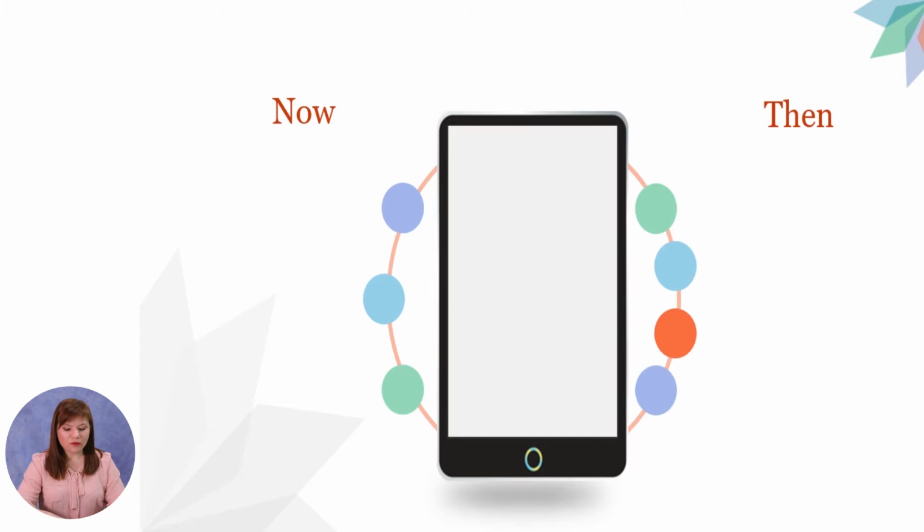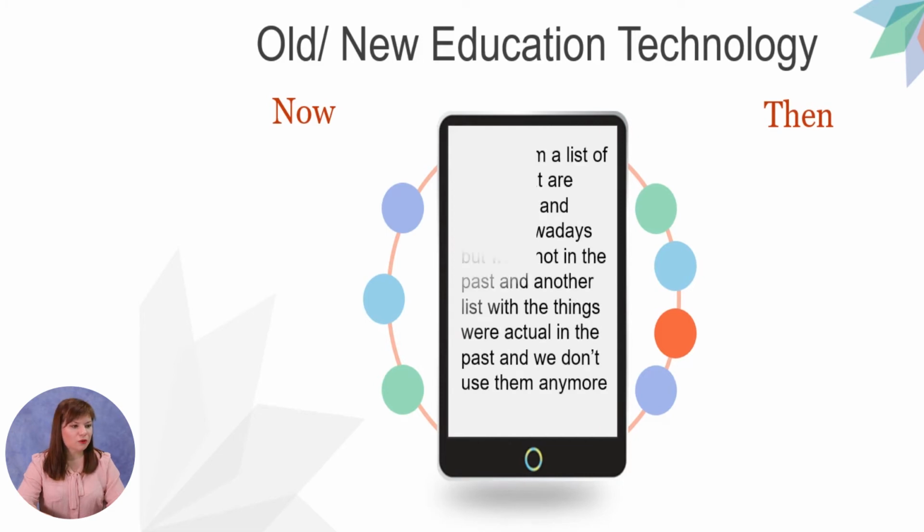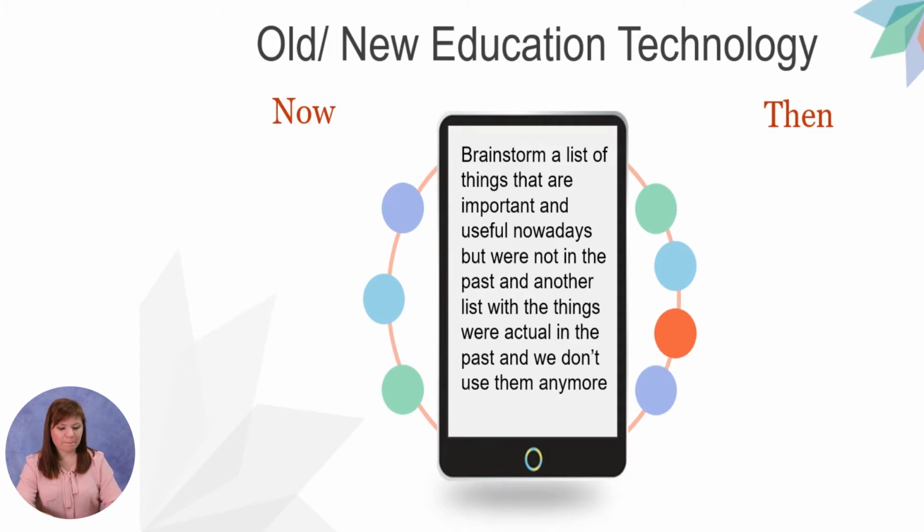Now, to speak about the future of education, we need to look back to the past. Let's see what kind of technology used to be available to us for education in the past. I would like you to brainstorm a list of things that are important and useful nowadays but were not in the past, and another list with the things that were used in the past and we don't use anymore.